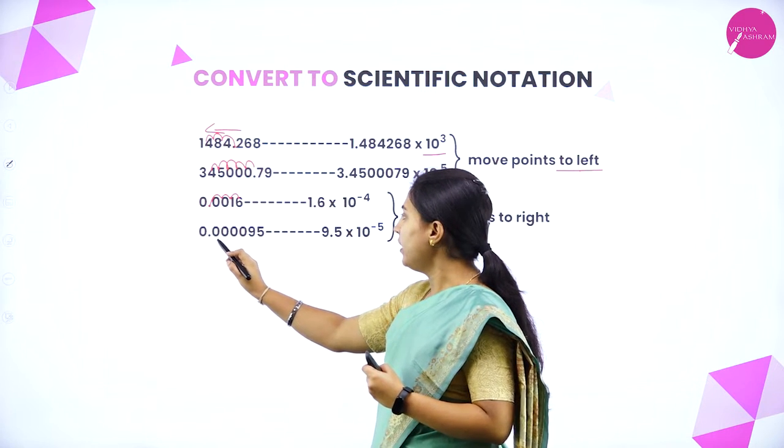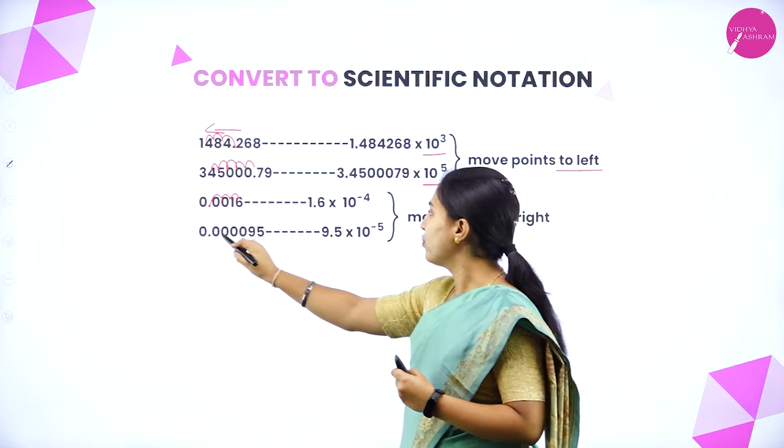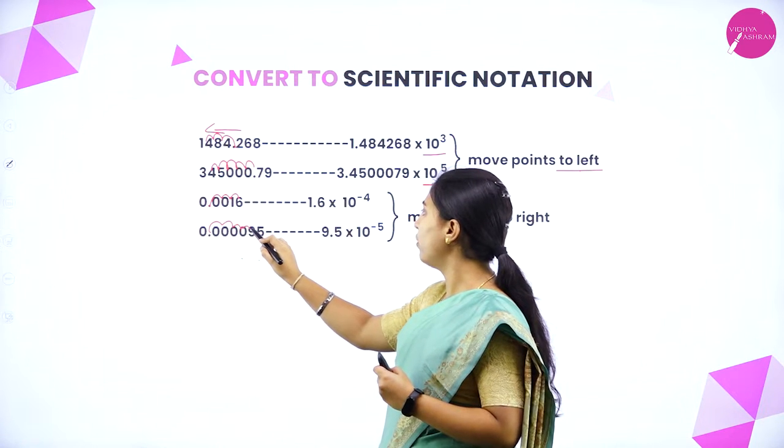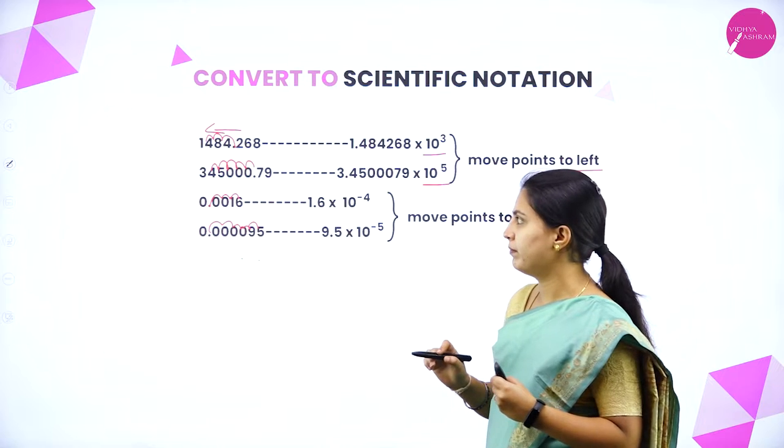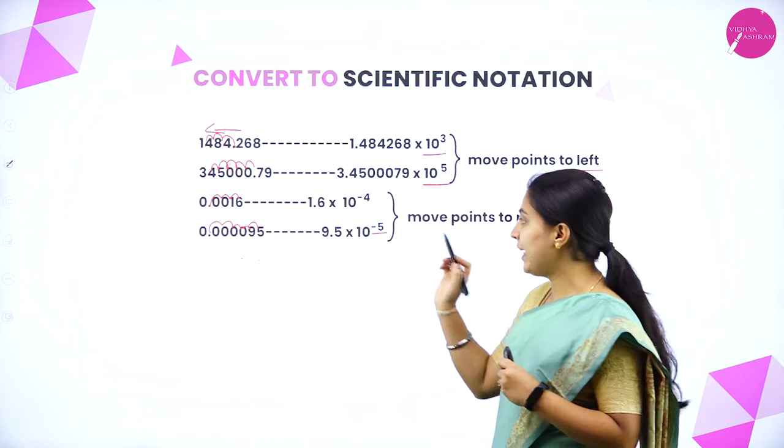Okay. Then 1, 2, 3, 4. Here also 5 is there. So 1, 2, 3, 4. Again 1, 5. So minus 5 you will get, with a negative sign.